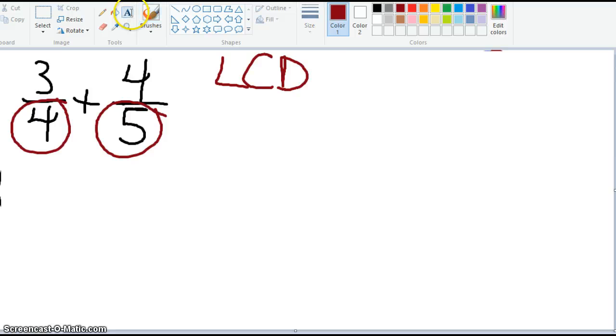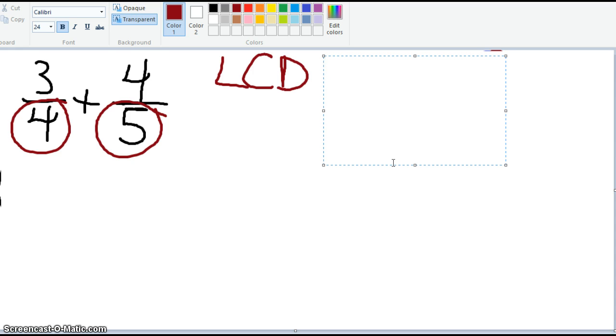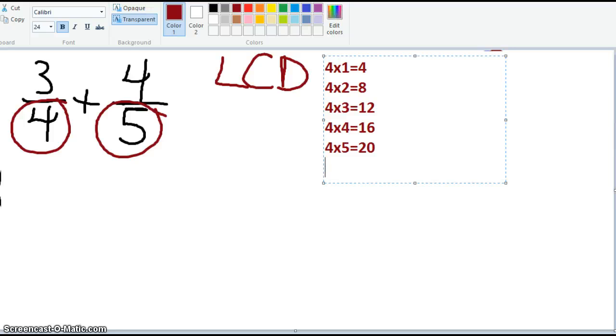Now, the easiest way that I could do this, folks, is to come up with the multiplication tables for both 4 and 5. So if I write these out very quickly, 4 times 1 is 4. 4 times 2 is 8. 4 times 3 is 12. Sorry, my typing and my talking are not in sync with each other here. 4 times 4 is 16. 4 times 5 is 20. And the next one is 4 times 6 is 24.